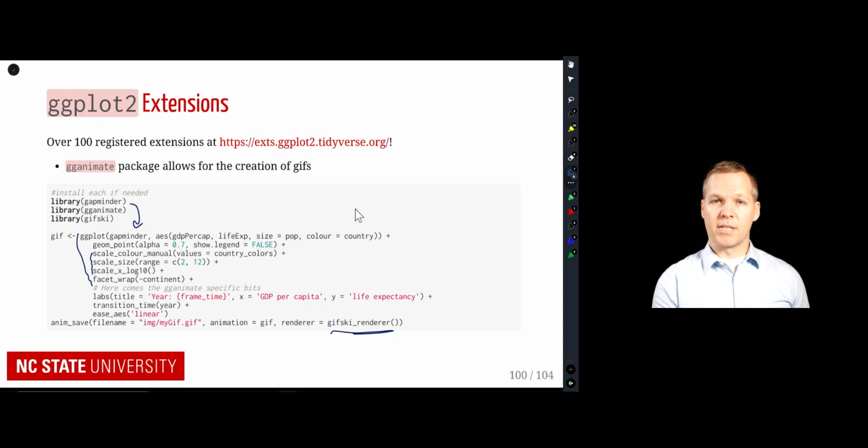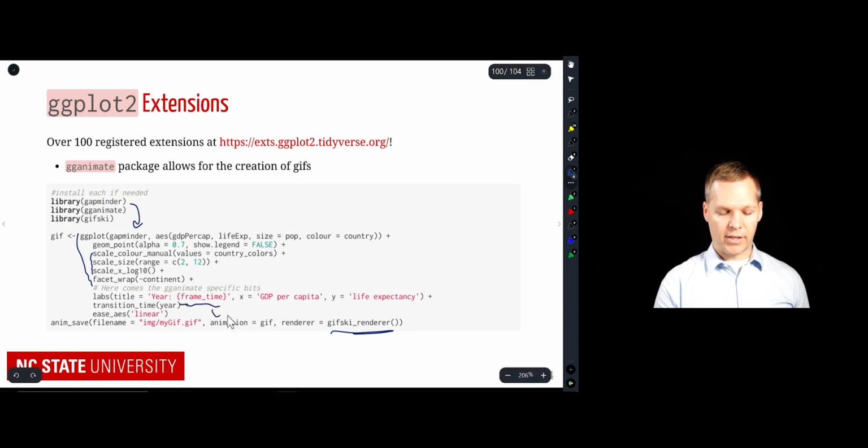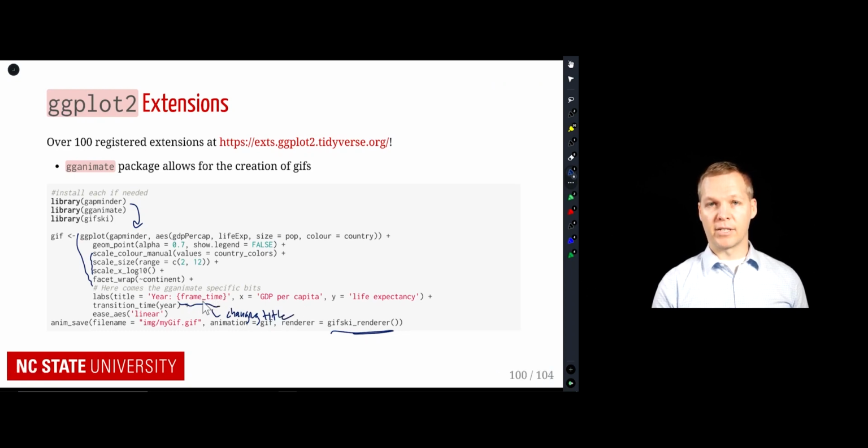The part that is specific to the gganimate package is given below. You might notice that this is kind of a weird thing. This is how they're changing the title over time. They're using these curly brackets and using frame_time. That's a special thing for the gganimate package. And then they're using transition_time as an additional layer to say, I want to transition across the years. So we're going to create the same plot, but across years over time. And then it's going to be a linear transition.